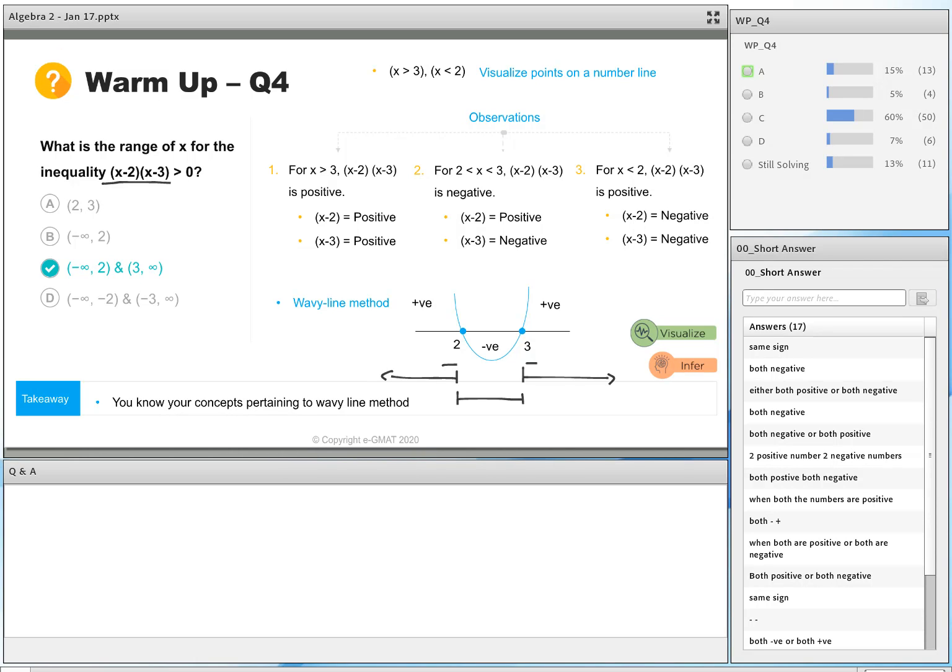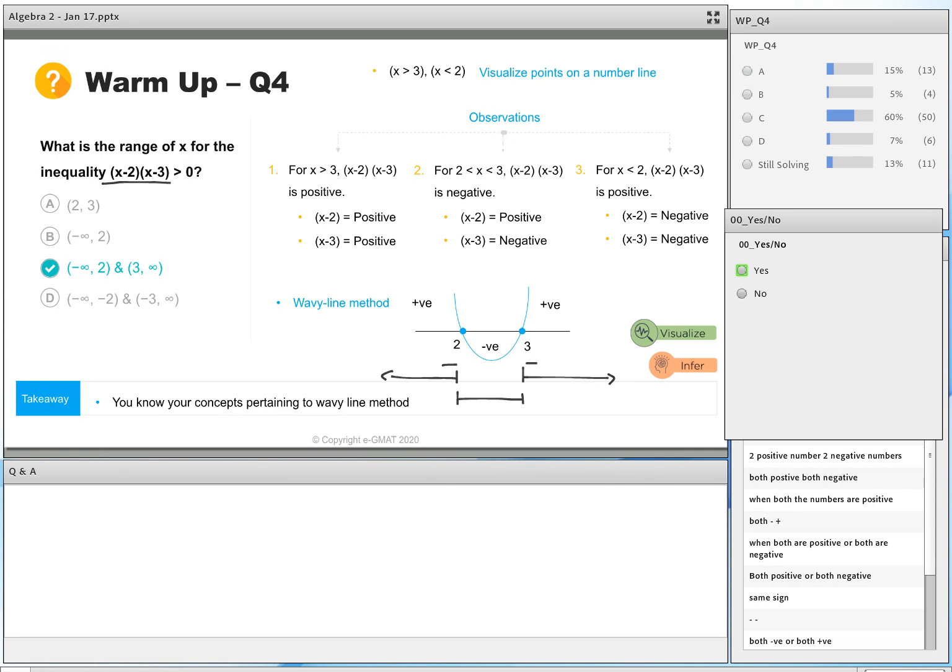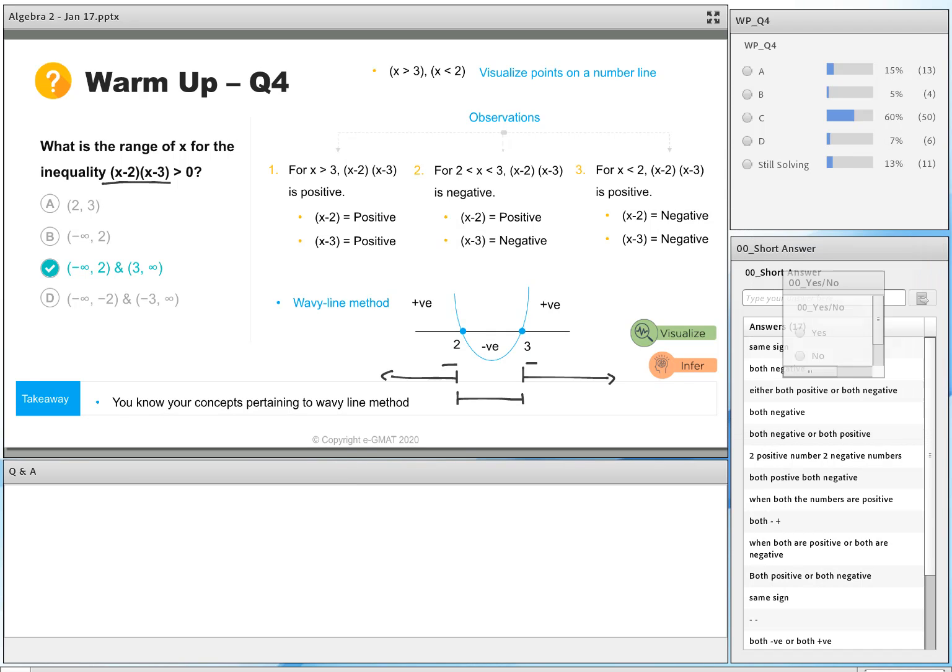Just give me one moment. Let me bring out the yes no poll. All right. Is it clear up till this point? Can you please mark a yes? We first need to ensure that we know the roots and then mark them on the number line and then get the regions from the number line. All right, that sounds perfect. So I'm going to end the poll over here and then clear all the answers. Let me also hide the poll.